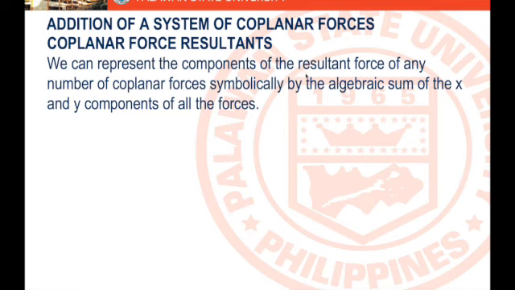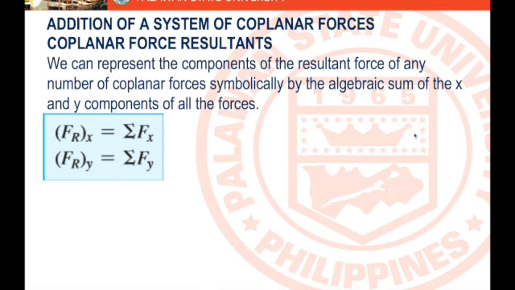So we can represent the components of the resultant force of any number of coplanar forces symbolically by the algebraic sum of the x and y components of all the forces. So those are just 3 forces. You can also resolve 4 forces or 5 forces or even how many forces you like. So this is our formula. For the resultant in x, that would just be the summation of forces in x, and for y, that would be the summation of forces in y.